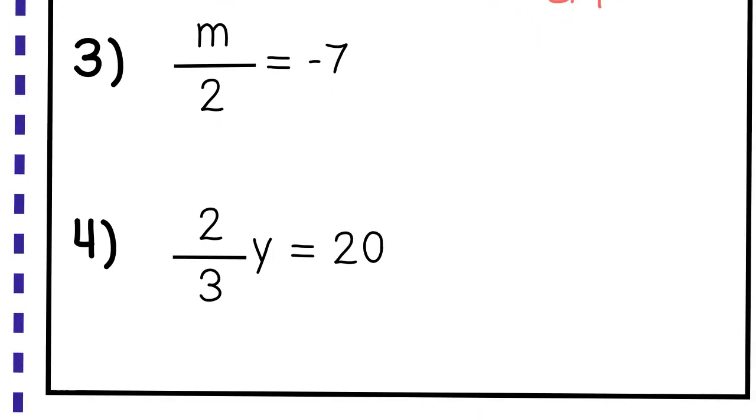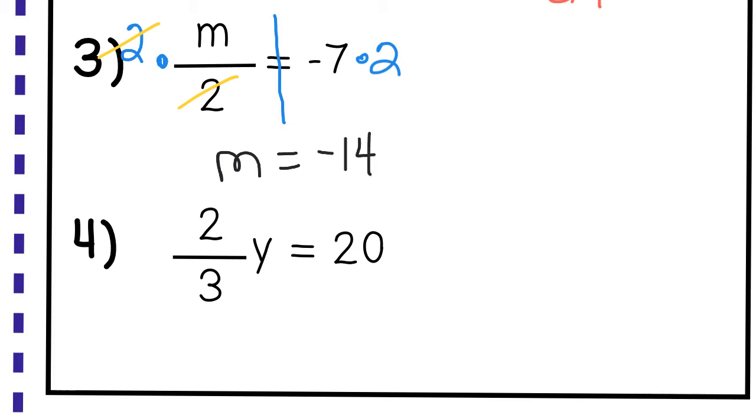Moving on to question 3. Question 3, m over 2 equals negative 7. This is not a fraction, it is a division problem, so I need to view it as m divided by 2 is equal to negative 7. And in order to undo a division problem, I'm going to use multiplication. So m divided by 2 is going to be undone by multiplying by 2. And whatever I do to the left, I'm going to do to the right. Now, the 2's on the left are going to cancel out of the problem, and I'm left with m is equal to negative 7 times 2, which is negative 14.